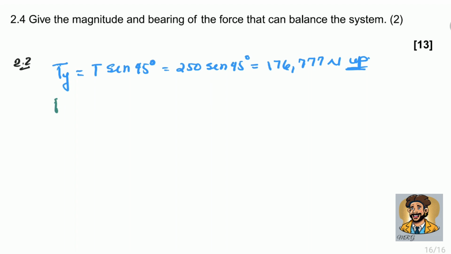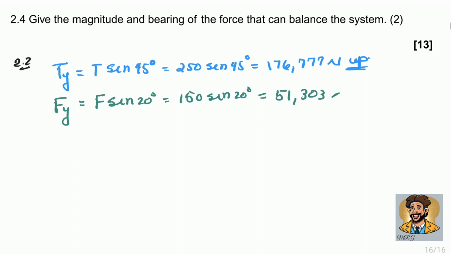So let's calculate now F in y. That is equal to F multiplied by sine of 20 degrees, and this is equal to 150 Newton multiplied by the sine of 20 degrees. This is going to be equal to 51.303 Newton up. I rounded off to 3 decimal places because this is not the final answer. The final answer must be rounded off to 2 decimal places, but in the middle steps you shouldn't round off, okay? So these are T in y and F in y.